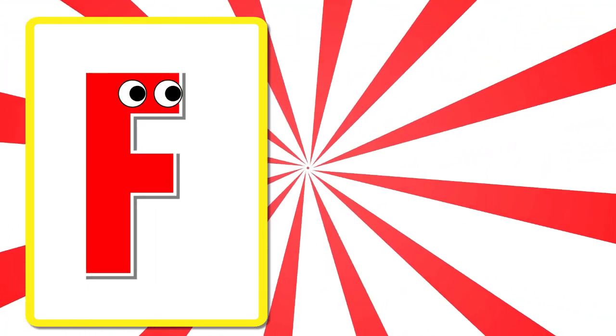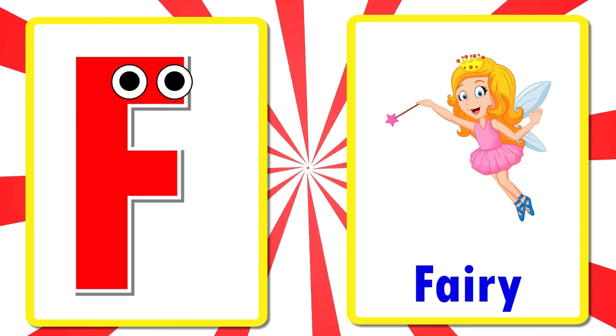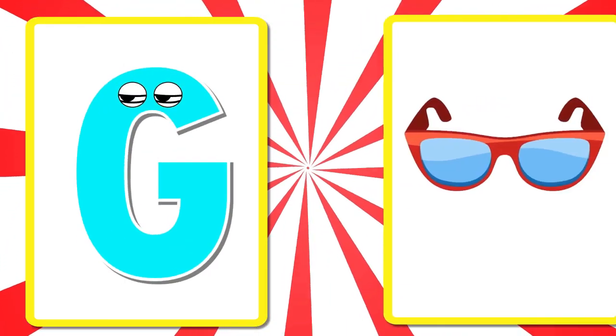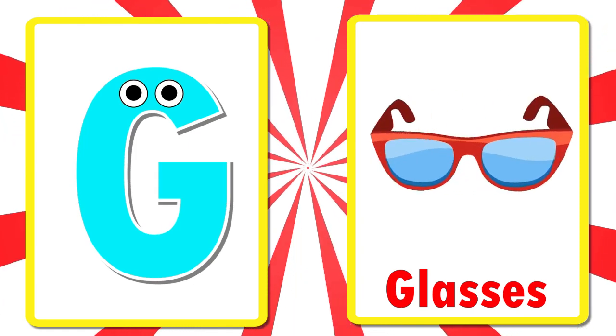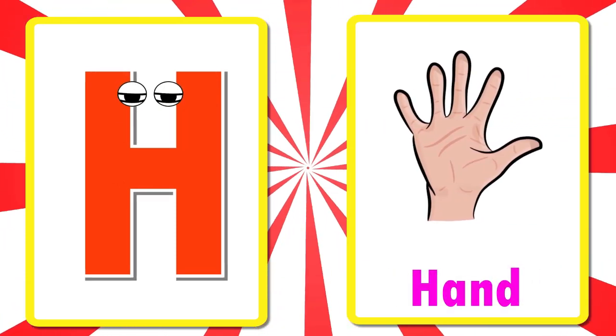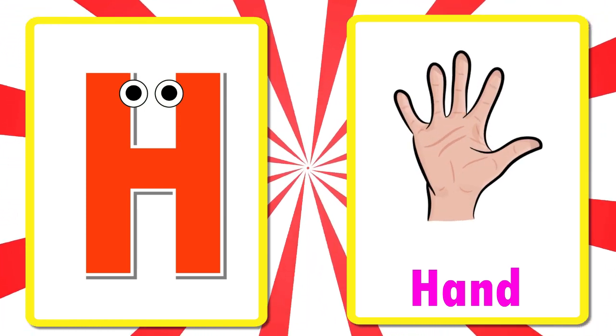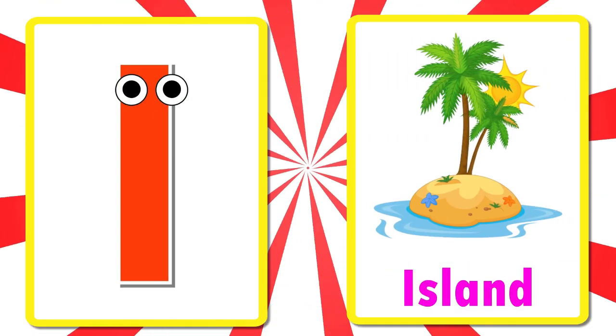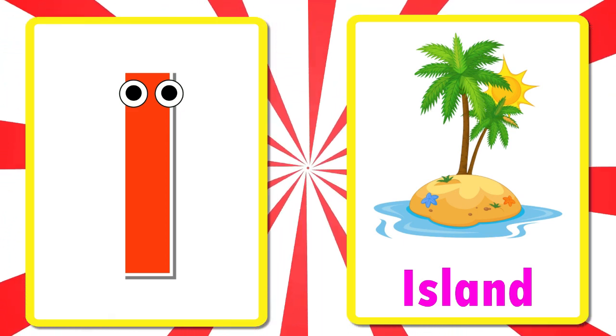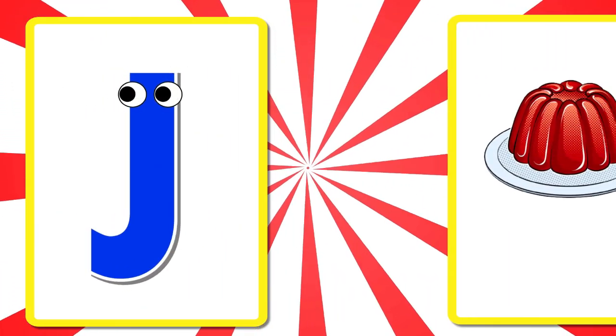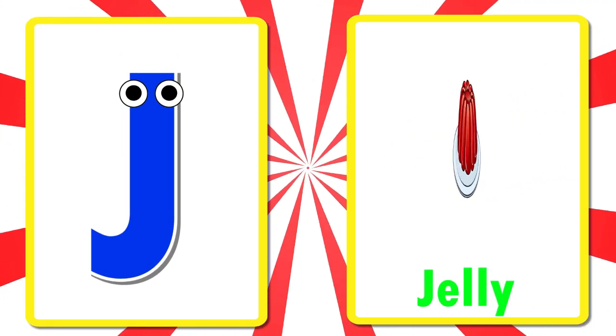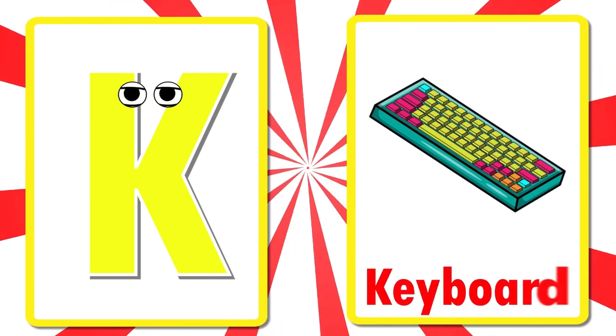F. F is for fairy. G. G is for glasses. H. H is for hand. I. I is for Iceland. J. J is for jelly. K. K is for keyboard.